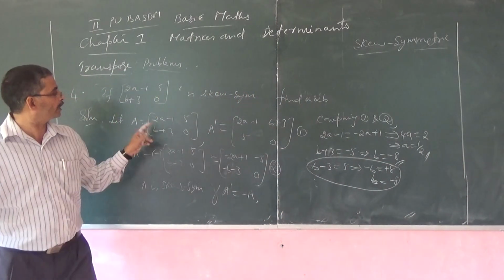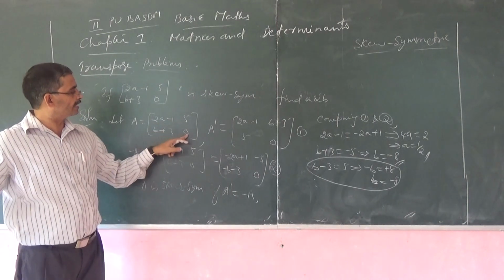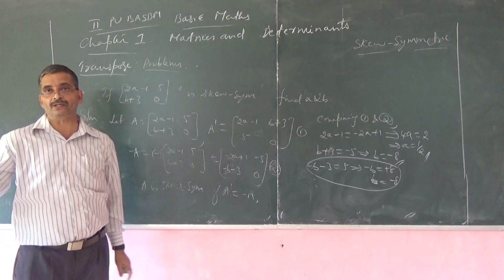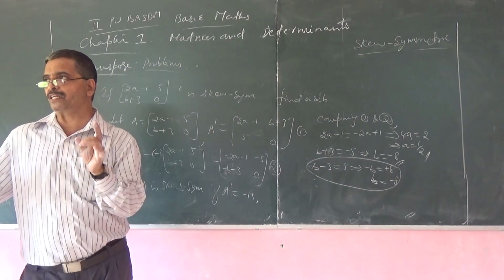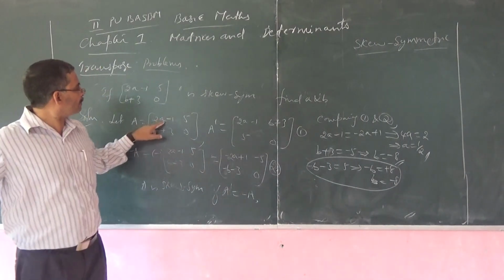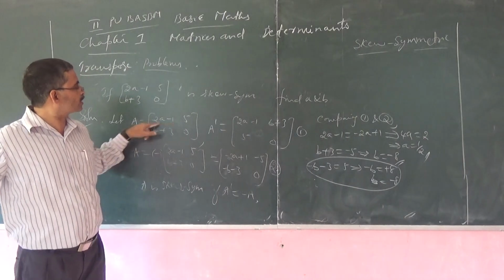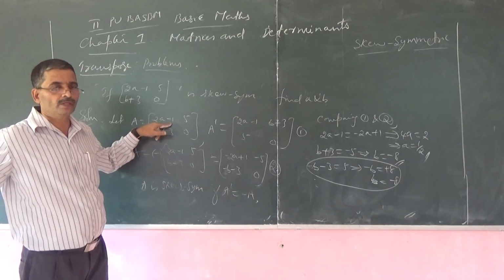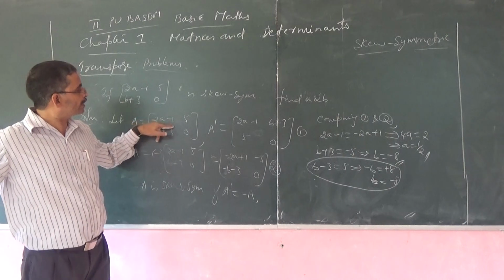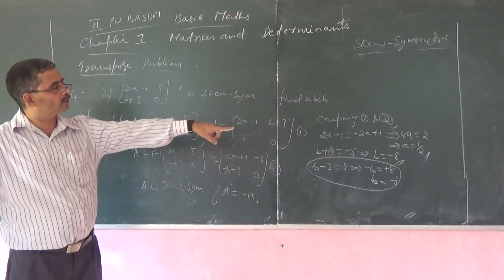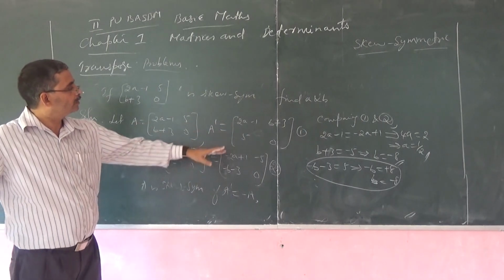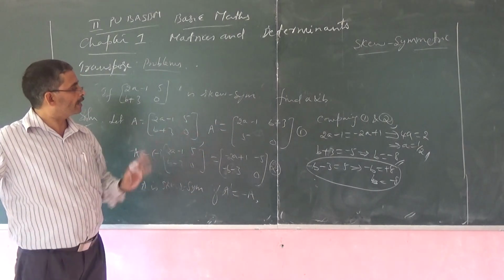In fact, one value you can directly get from here itself based on the condition. What is the condition? Diagonal element should be 0. Main diagonal element should be 0. So a can be directly got also. 2a minus 1 equal to 0, because this has to be 0. 2a equal to 1 or a equal to 1 by 2. So the other one you will just get by comparison.